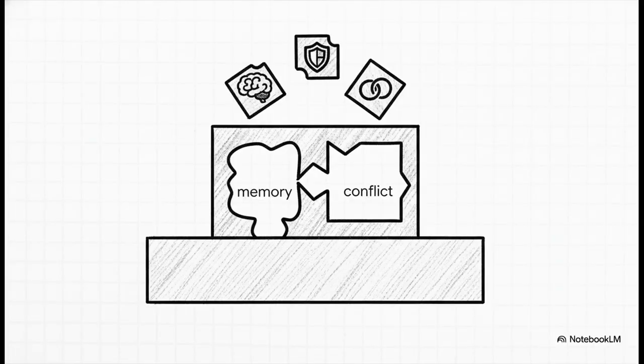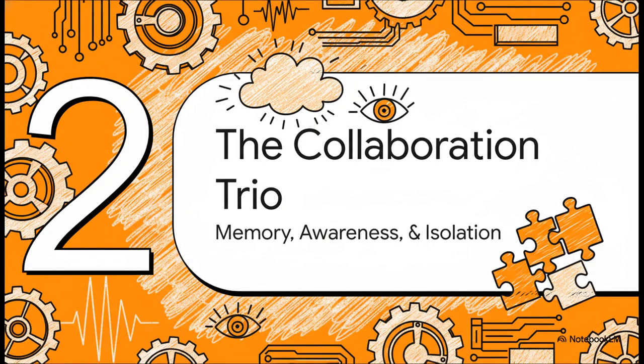Okay, so a clean foundation is great, right? But it doesn't actually solve those core problems we talked about, the forgetting, the conflicting, and that's where the real innovation in 4.0 kicks in. The framework introduces 3 brand new systems designed from the ground up to fill those exact gaps. And here they are. Let's call them the collaboration trio. These aren't just little features. They are the fundamental pillars that give an AI swarm what it needs to act like a real engineering team. We're talking about a shared memory, situational awareness of the code base, and crucially, their own space to work.